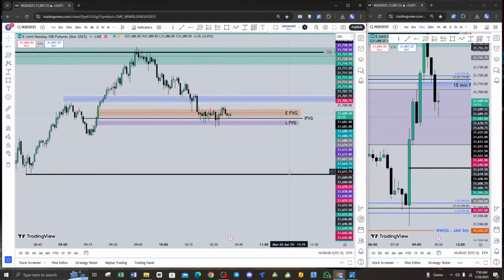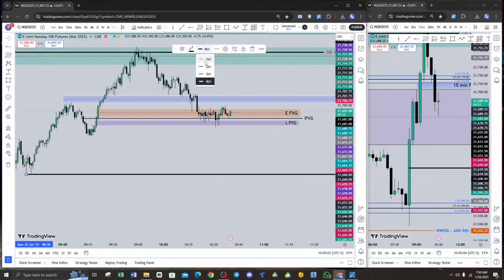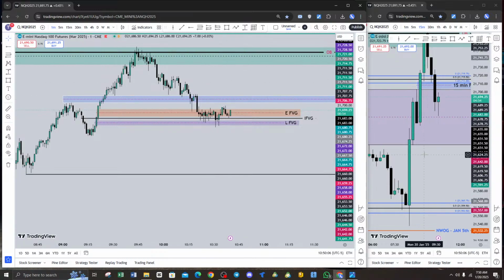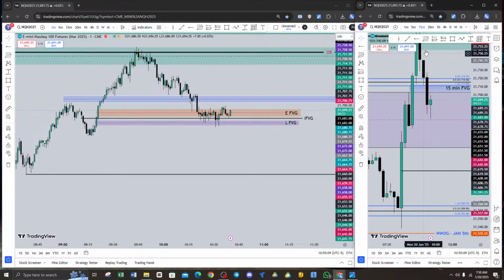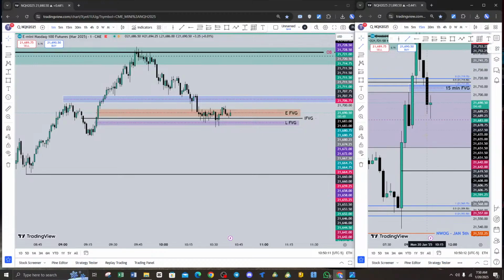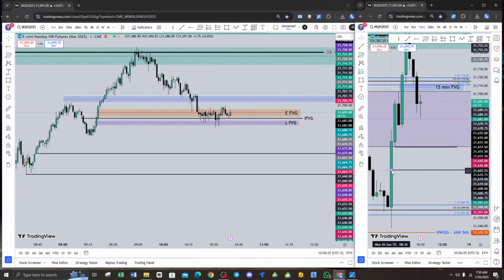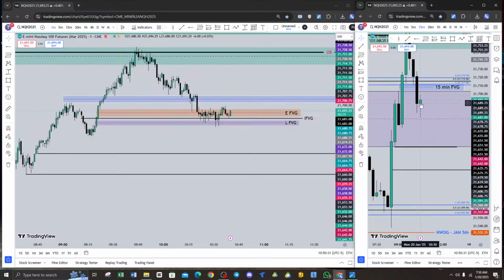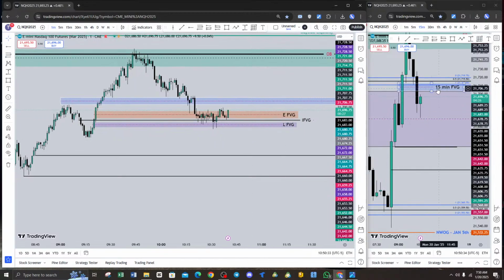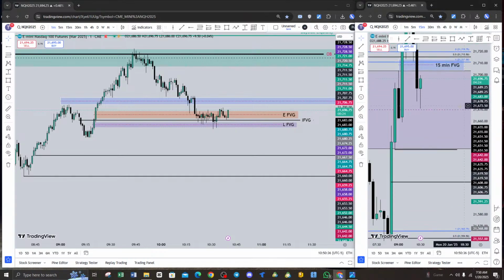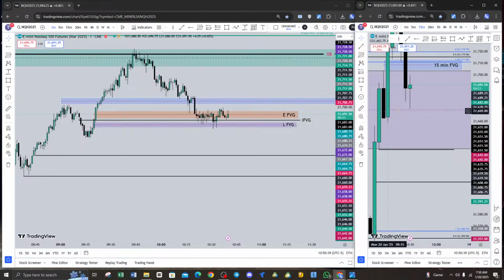Okay, but I want to mark, wait, let me show you guys. I want to mark this level, because this is the last fair value gap. This is the last 15 minutes fair value gap. Okay, so from here the market can simply reverse. If this candle closes below this 15 minutes, here we can see the market simply, there is the 50%.